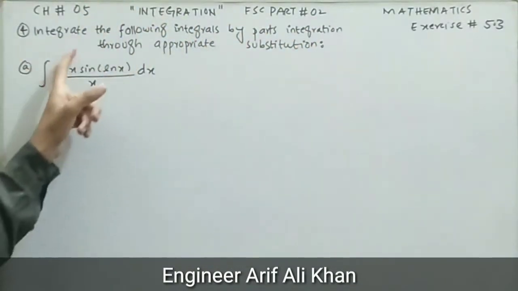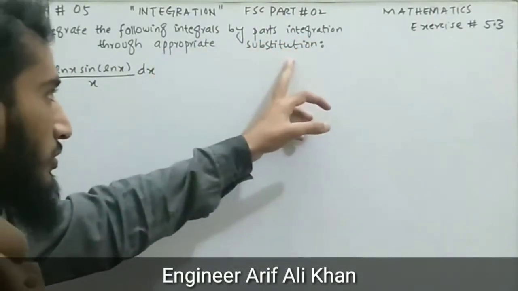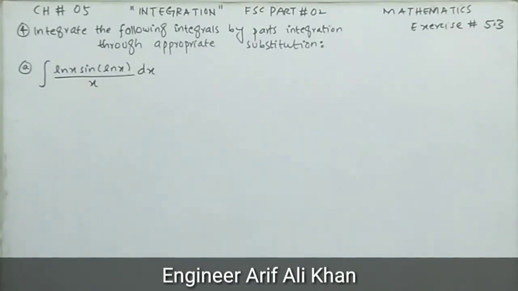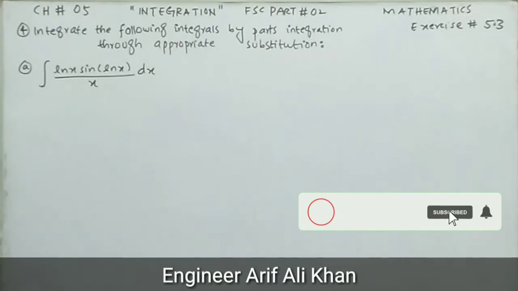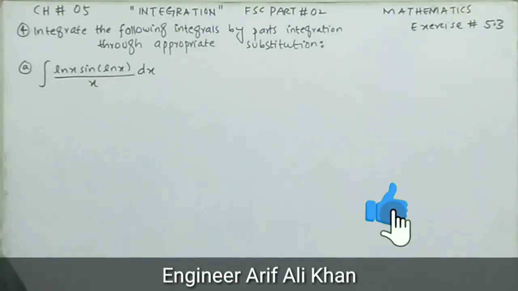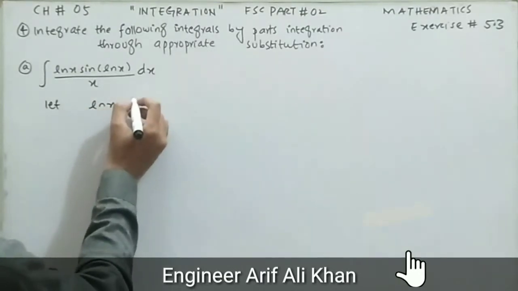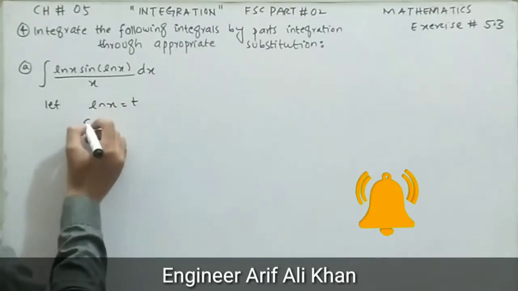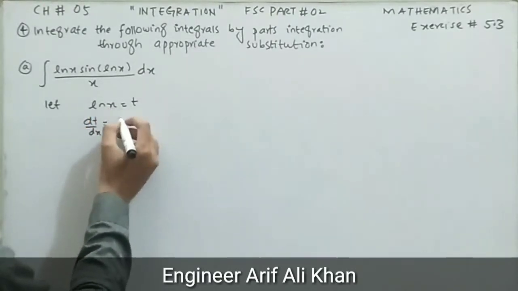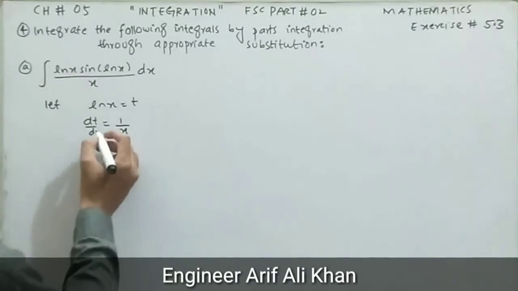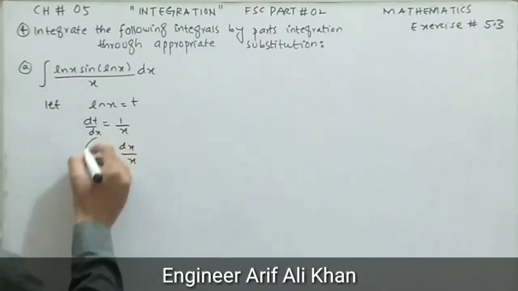Question number 4 tells that integrate the following integrals by the parts integration through the appropriate substitution. So over here we will do some substitution, and after this we will integrate the two functions by using integration by parts. So over here if we put let's suppose ln of x is equal to t. So differentiate both sides with respect to x, so it becomes dt by dx, and on this side derivative of ln of x with respect to x is 1 over x. Now shift dx on the right hand side, it becomes dt is equal to dx divided by x.